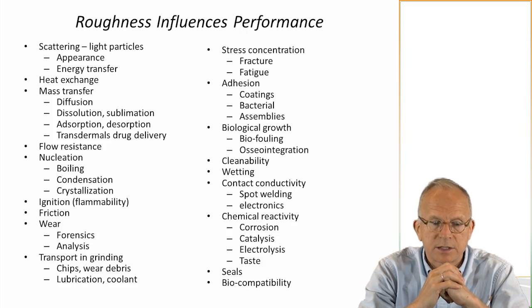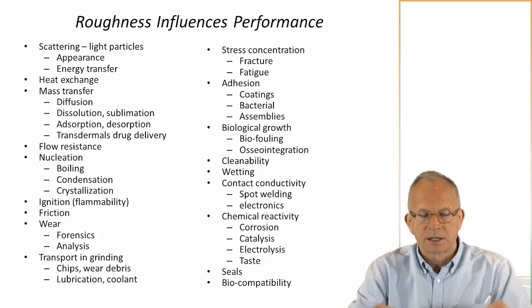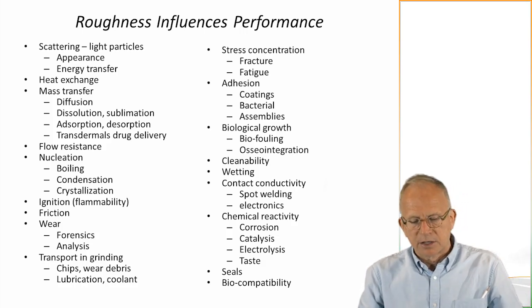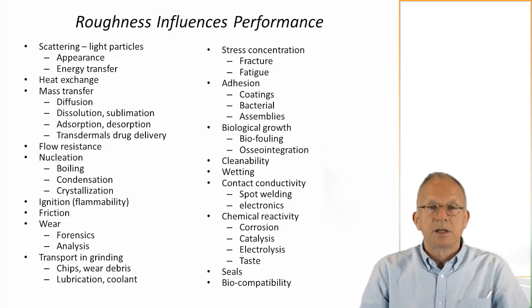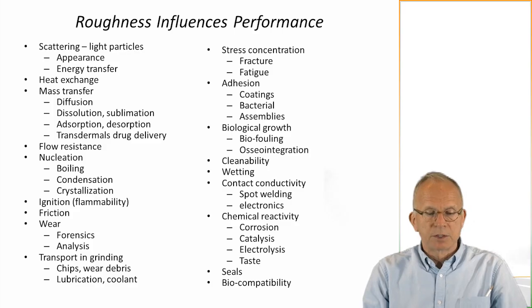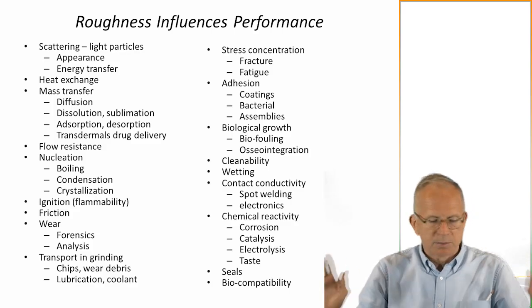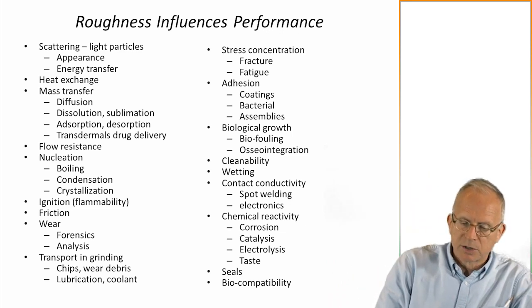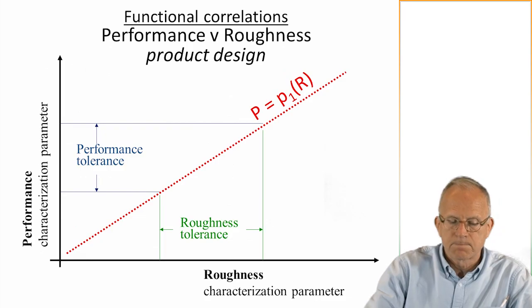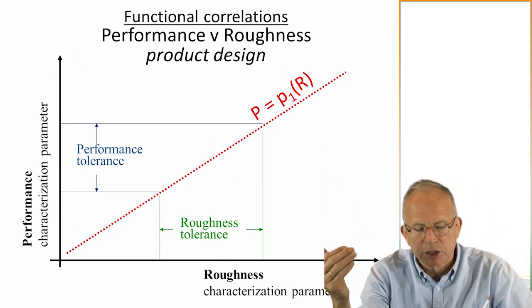So here's a list, and this is not intended to be collectively exhaustive, but it shows many different areas or applications, performances that are influenced by the surface: scattering, heat exchange, mass exchange, flow resistance, nucleation, boiling, ignition, adhesion, wetting, cleanability. All right, so what do these relationships look like?